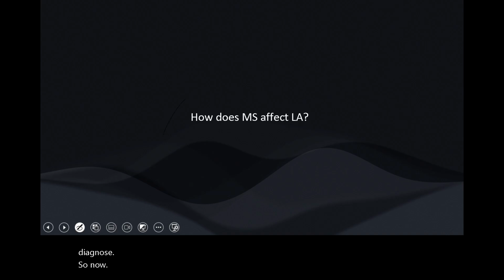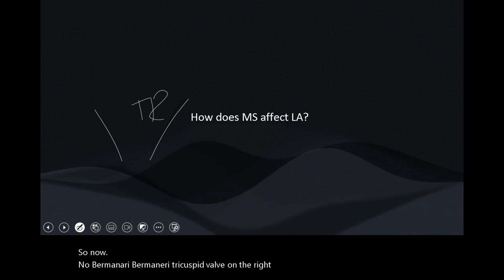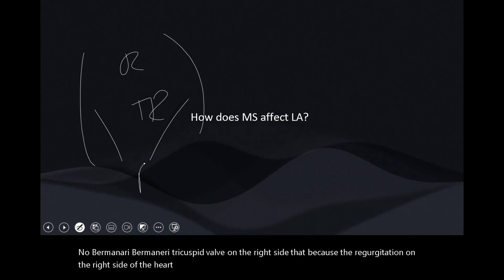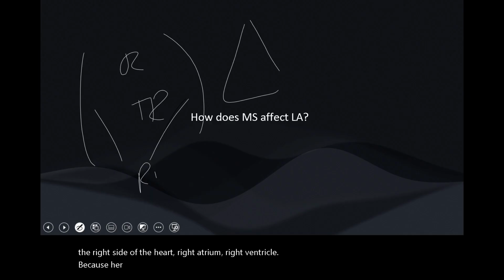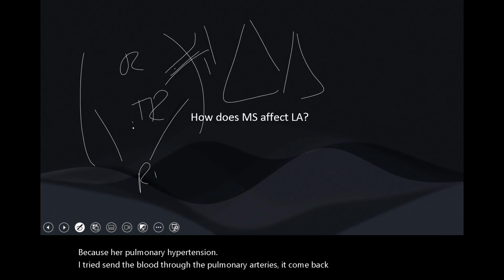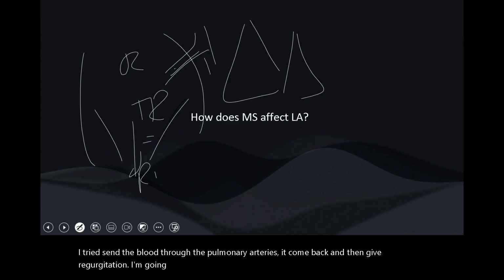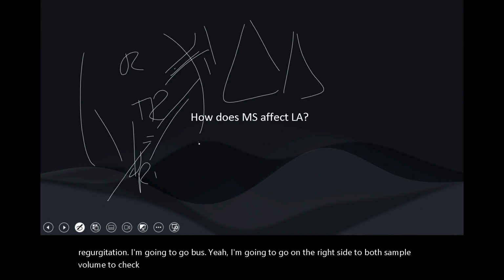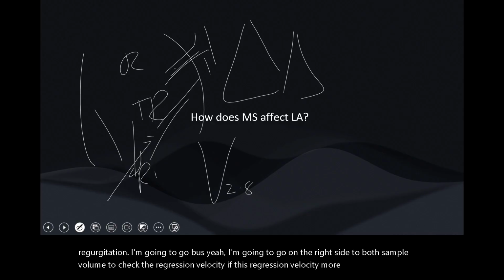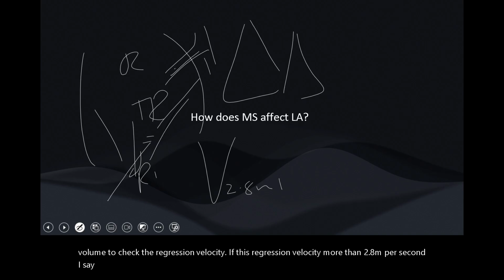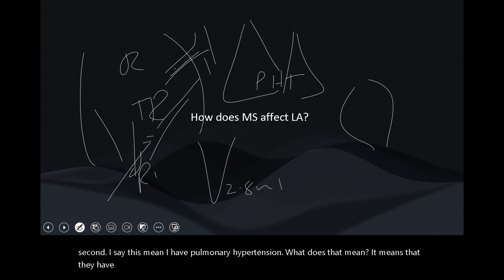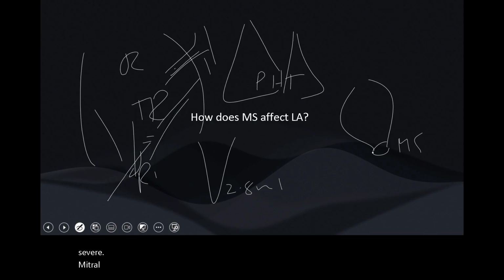So now we have the tricuspid valve on the right side, tricuspid regurgitation on the right side of the heart, right atrium, right ventricle. Because I have pulmonary hypertension, I try to send the blood through the pulmonary arteries, it comes back and gives regurgitation. I'm going to go on the right side to put the sample volume to check the regurgitation velocity. If this regurgitation velocity is more than 2.8 meter per second, this means I have pulmonary hypertension. What does that mean? It means that I have severe mitral stenosis, right?